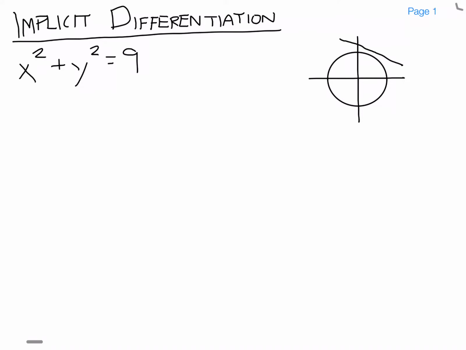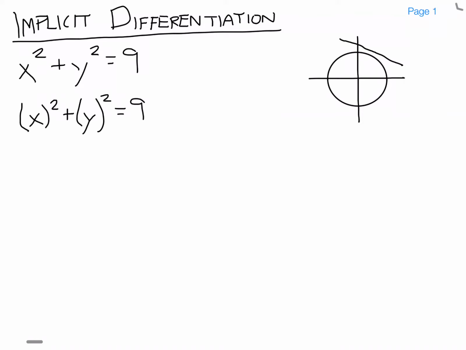Now, I'm going to go through, and I'm going to take the derivative with respect to x of each side of this equation. Now, I'm going to rewrite this equation in a way that probably looks a little silly, and I'm going to put parentheses around my x and my y just so I can really ram home the fact that we're just doing chain rule. So I'm going to take the derivative with respect to x.